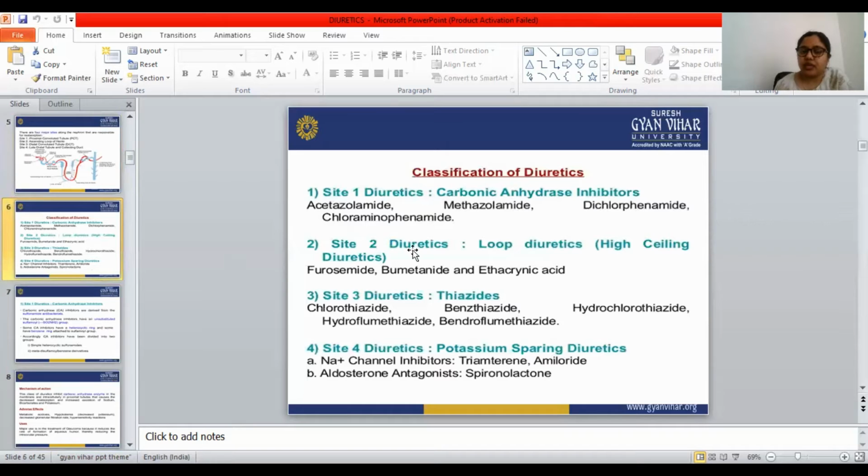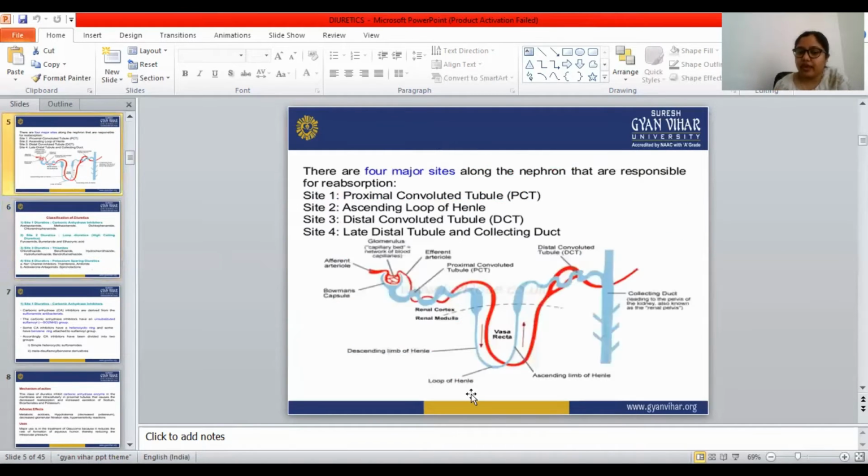Next are the site 2 diuretics, that is loop diuretics, also called high ceiling diuretics, and the examples are furosemide, bumetanide, and ethacrynic acid. These loop diuretics act at site 2, which is the loop of Henle.